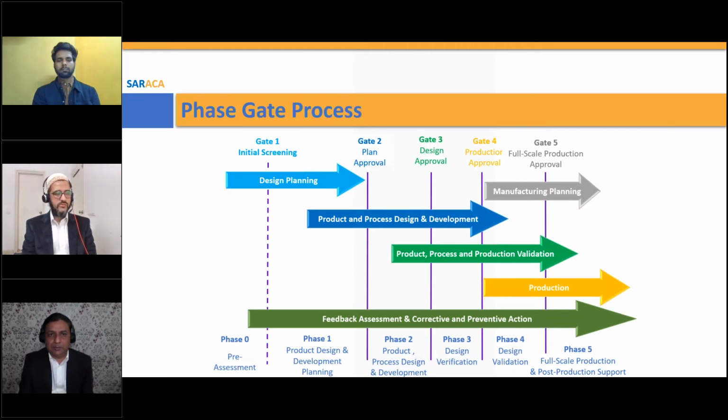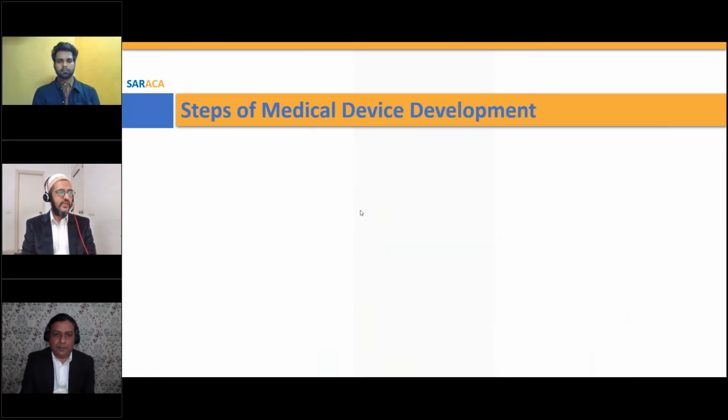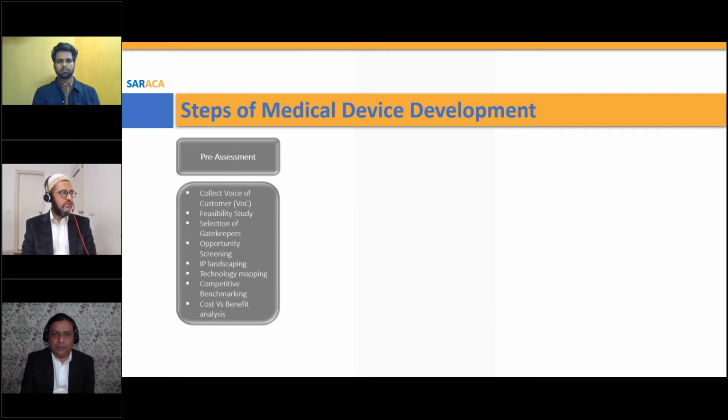Thank you, Kuldeep. Thanks for adding that point. Yeah, so let's have a look in detail at each of these phases. So pre-assessment, you collect the voice of customer as we discussed. Feasibility studies, you do quick prototypes, quick checking with the technology, whether everything you're thinking is working or not. And selection of gatekeepers, who will be your reviewers, like we already discussed.